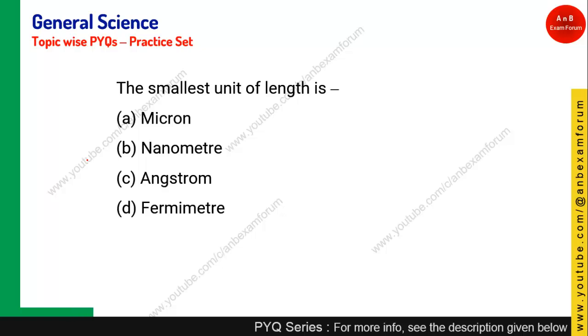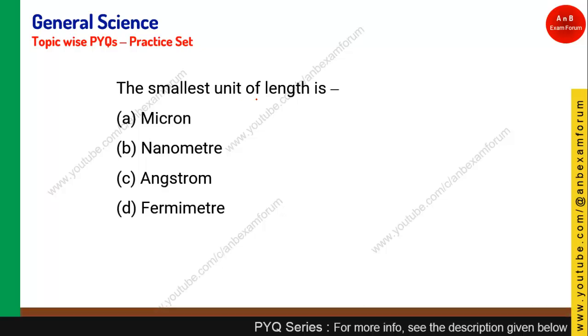So the very first question is on your screen. The question says, the smallest unit of length is what? You have these four options and you need to tell the smallest unit of length. So students, let's see one by one. The first one is micron.